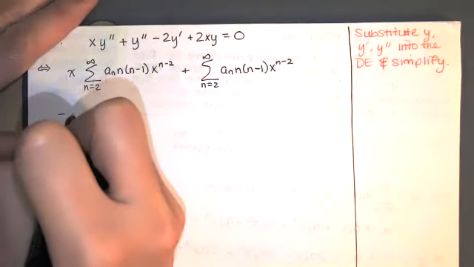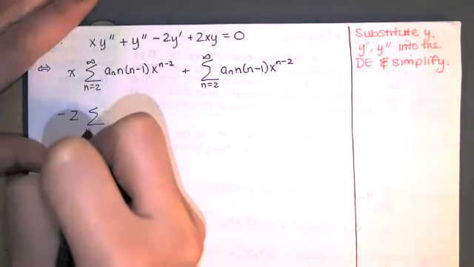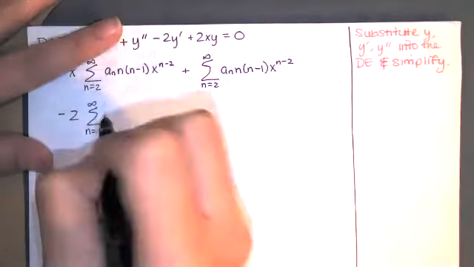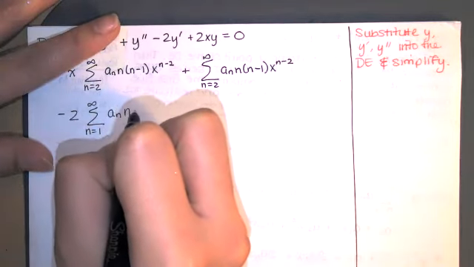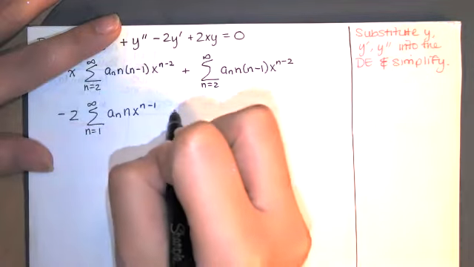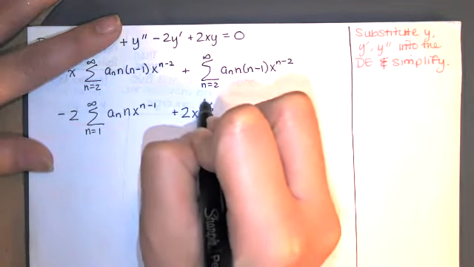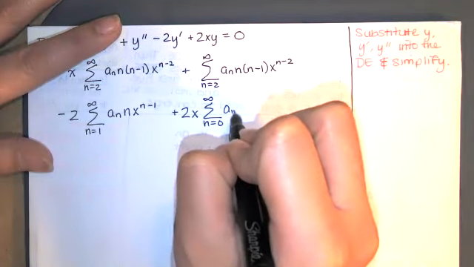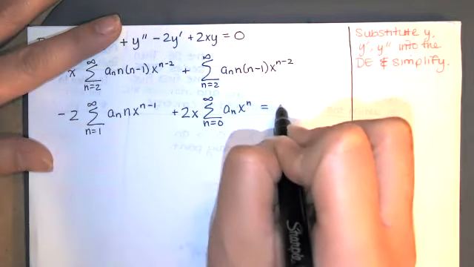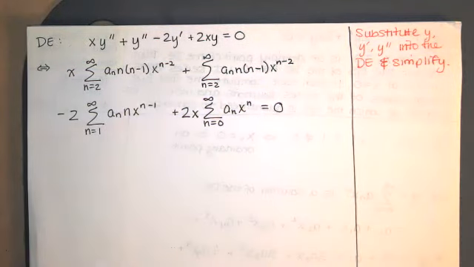And then we're subtracting 2 times y prime. That was the sum as n goes from 1 to infinity of a sub n times x to the n minus 1. And then we're adding 2x times y, which was the sum as n goes from 0 to infinity of a sub n times x to the n. And all of that has to equal 0. Okay, so from here we want to simplify.